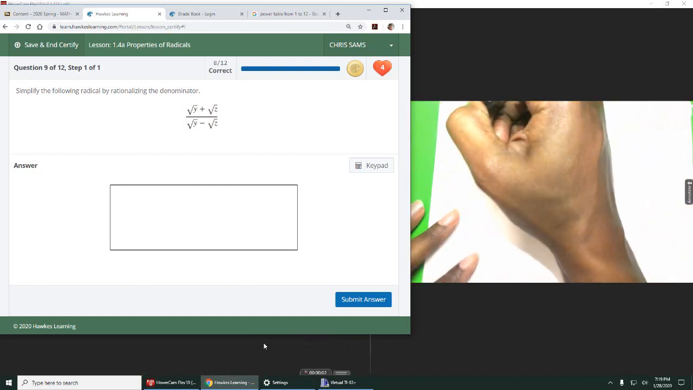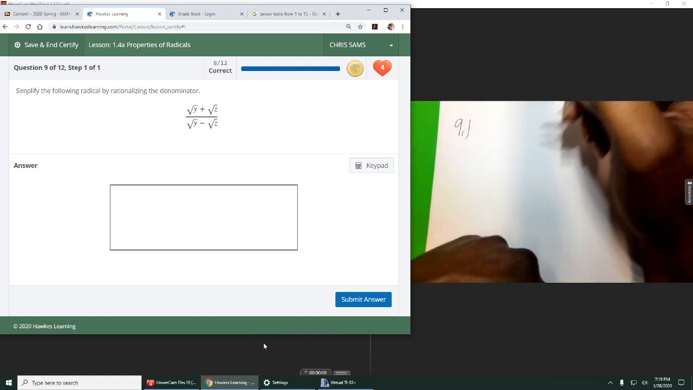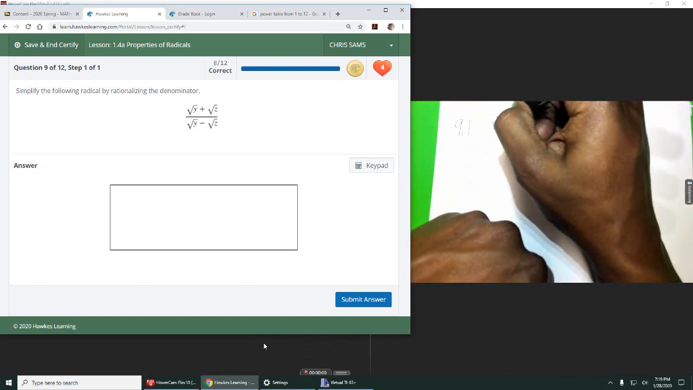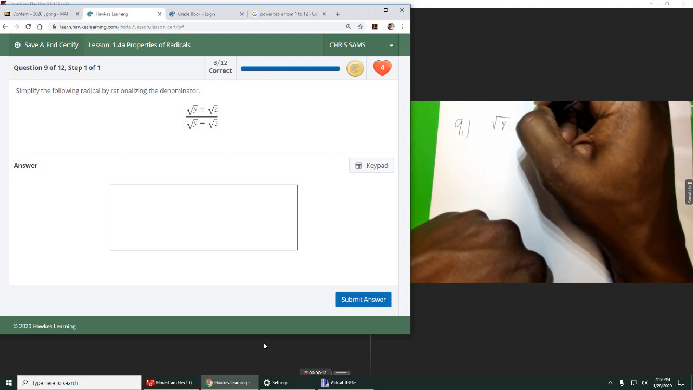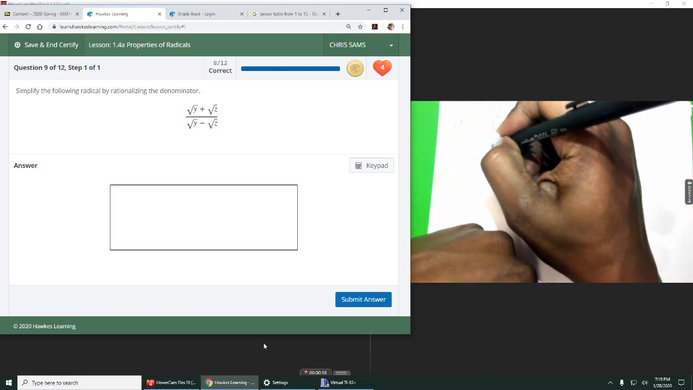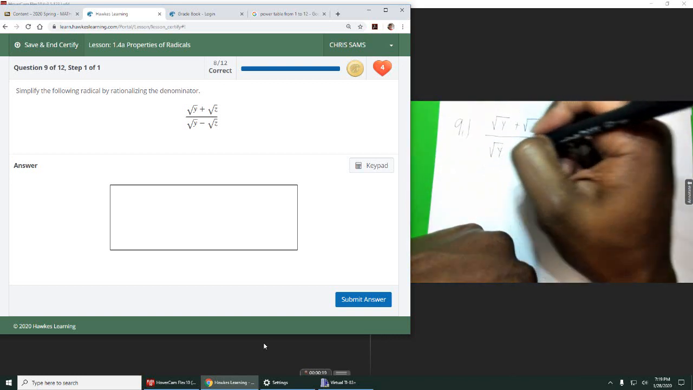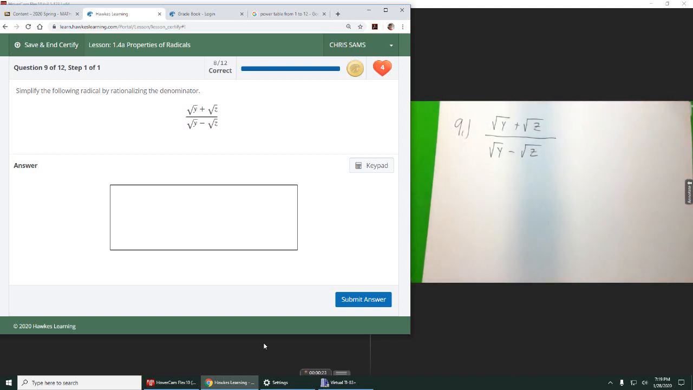All right, so number 9, we have the square root of y plus z, or square root of y plus z in the numerator, square root of y separately, and then plus the square root of z. And then on the bottom, we have the square root of y minus the square root of z. Now, this, we also want to rationalize the denominator.